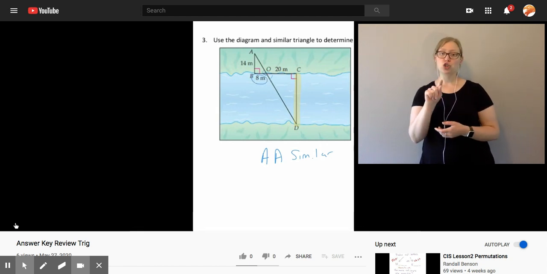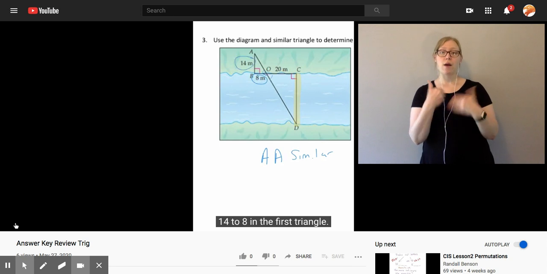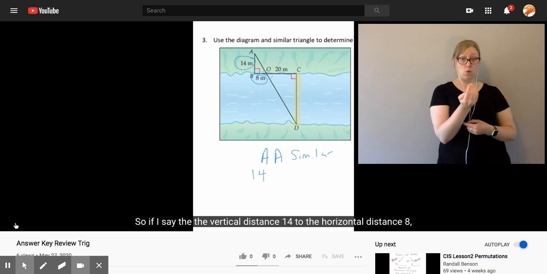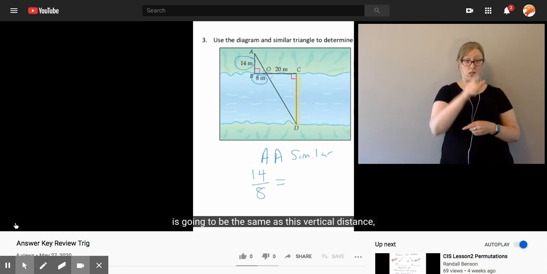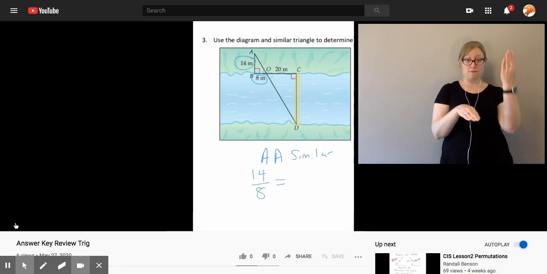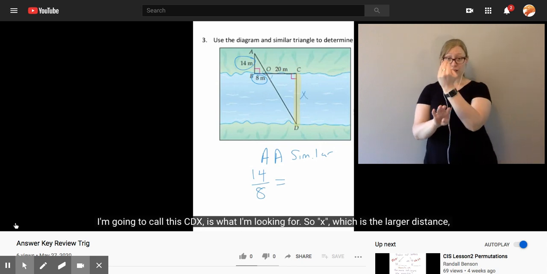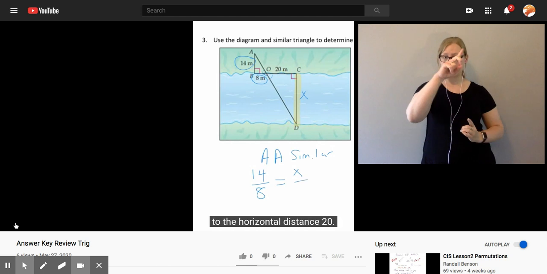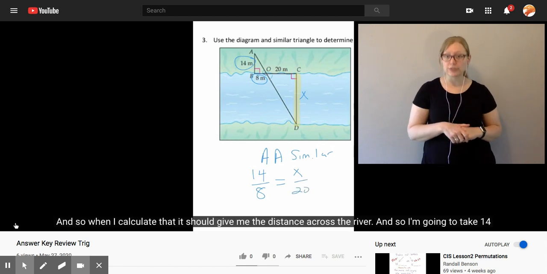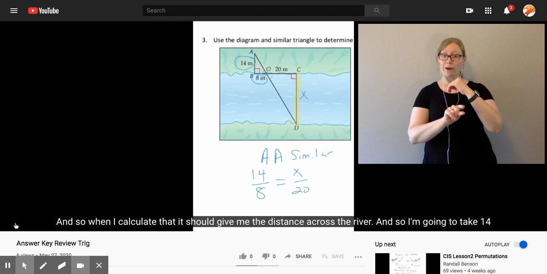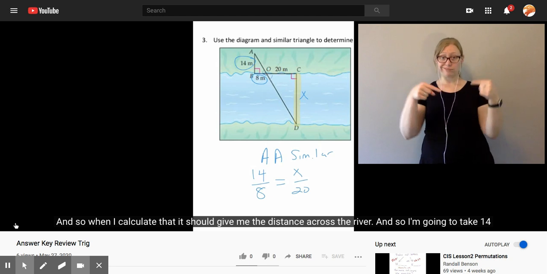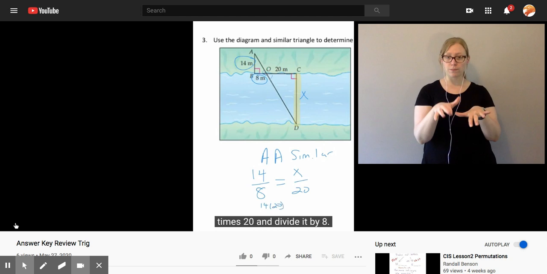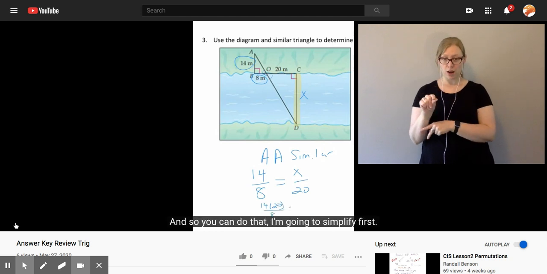I'm going to do 14 to 8 in the first triangle. So if I say the vertical distance 14 to the horizontal distance 8 is going to be the same as this vertical distance, I'm going to call the CD x, is what I'm looking for. So x, which is the larger distance, to the horizontal distance 20. And so when I calculate that, it should give me the distance across the river. So I'm going to take 14 times 20 and divide it by 8.